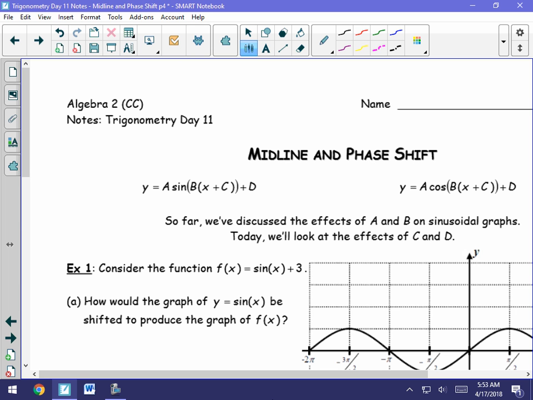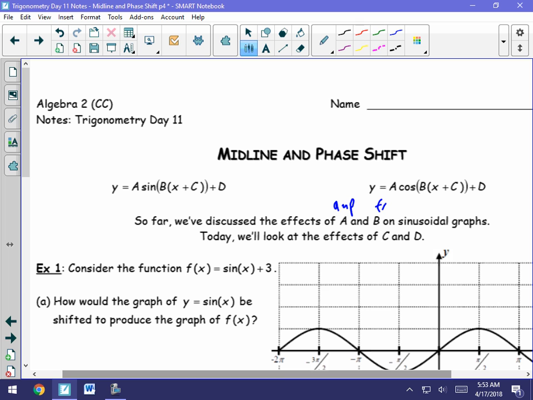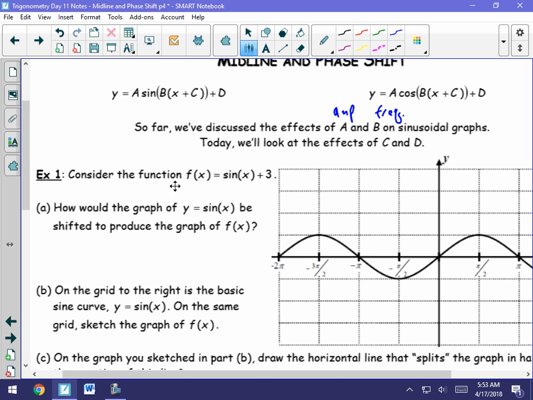Right, we've discussed the effects of A, which is our amplitude, and B, which is the frequency. This is a vertical dilation, this is a horizontal dilation, affects the number of cycles. Okay, so today we're going to look at C and D. So we're going to start with this example here.